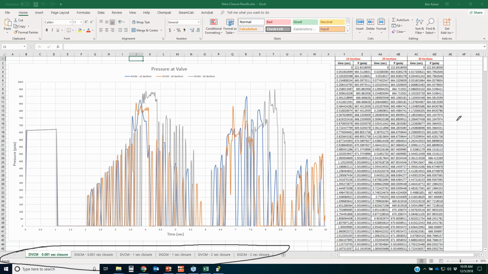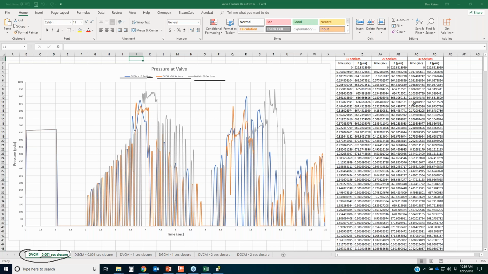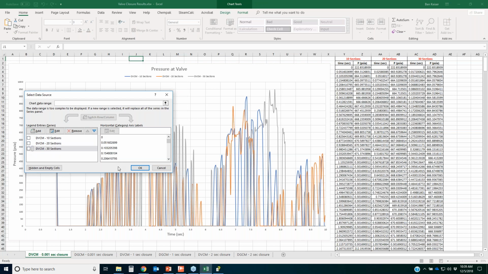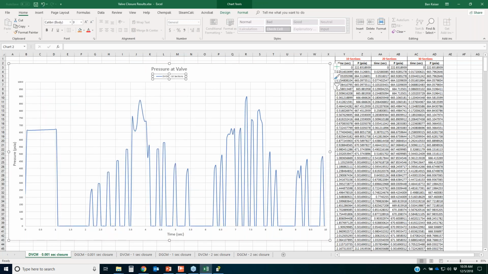The first scenario that I'm modeling is the discrete vapor cavity results. This is a discrete vapor cavity model for the 1 millisecond closure, and I look at using 10 sections, 20 sections, and 30 sections. The reason I'm using different sectioning is that if you change the sectioning, your results should still be relatively similar. If I show just one graph at a time, this is the data that I just plotted for you, based on using 10 sections in that pipe.